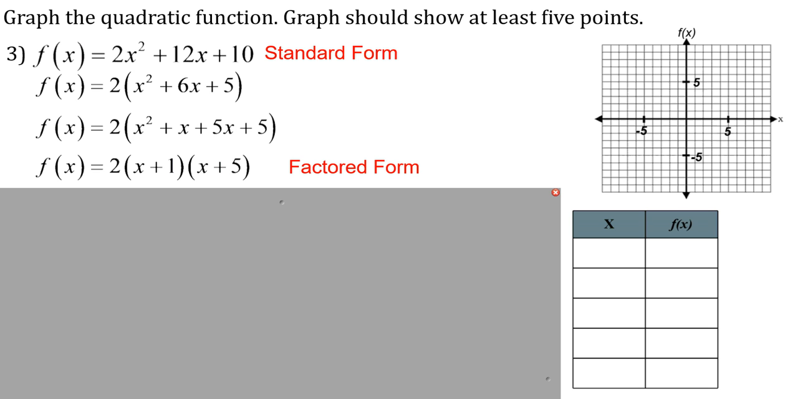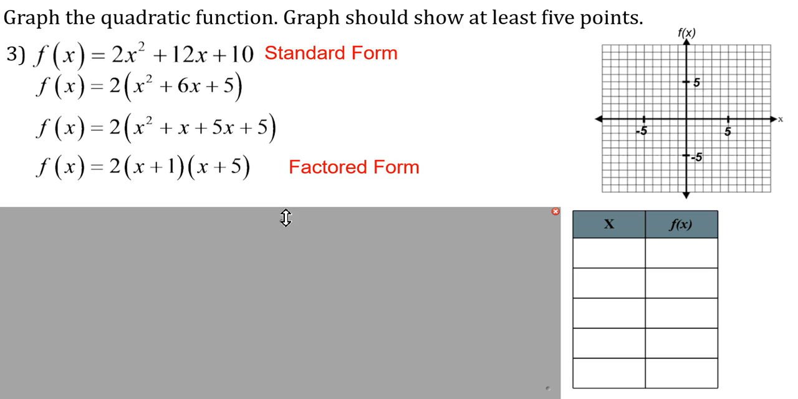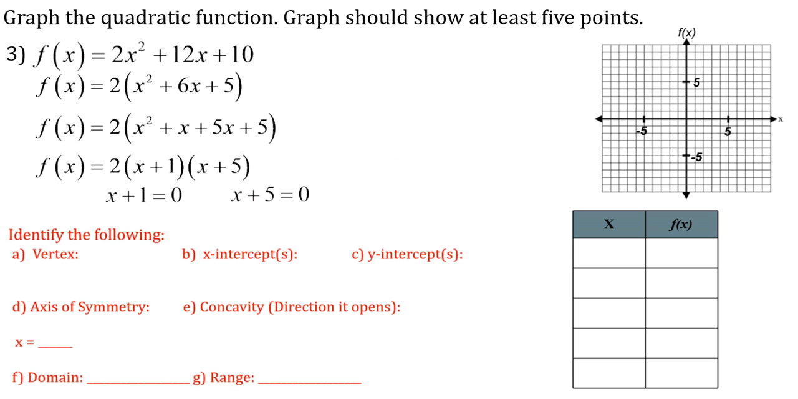These values represent the x values of the x-intercepts. So I take x plus 1 and set it equal to 0, and I take x plus 5 and set it equal to 0. And we undo each equation. So how do you undo x plus 1? Well, we would subtract 1 from each side. How do you undo x plus 5? We would subtract 5 from each side. Therefore, x equals -1 and x equals -5. Those are the x values for your x-intercepts.